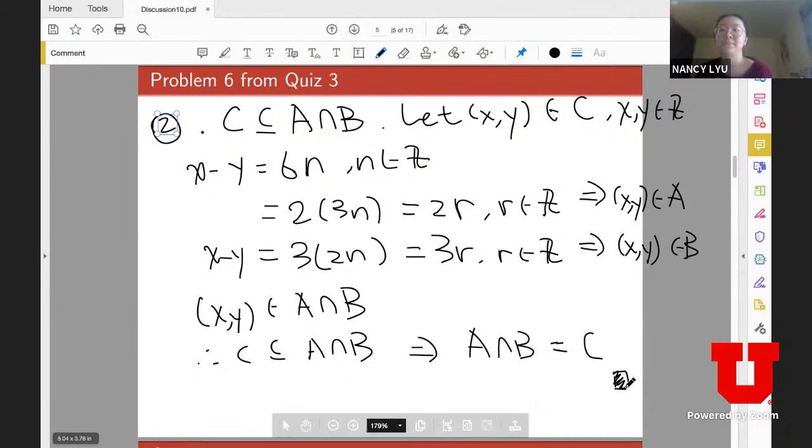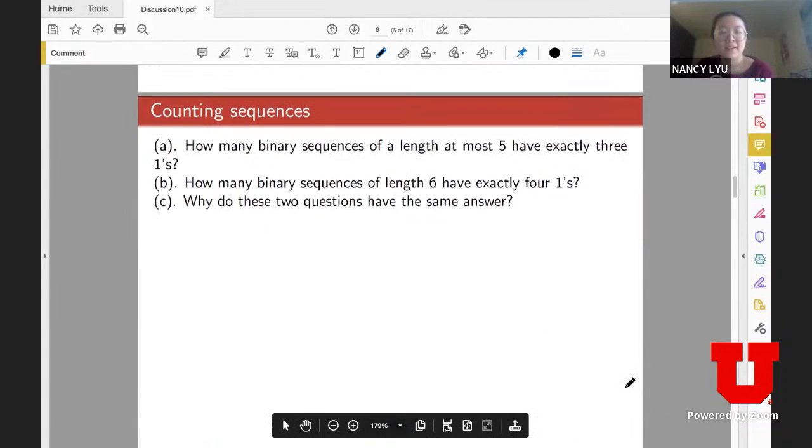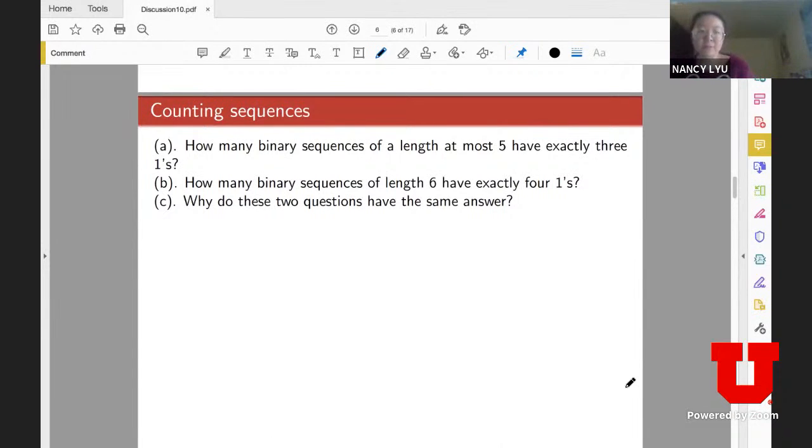Okay. Any questions about this one? All right. Let's now move on to the combination and permutation sets.